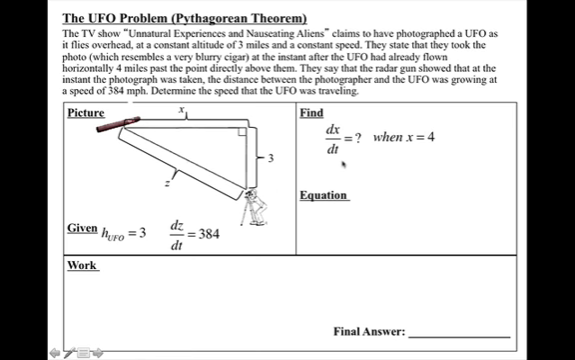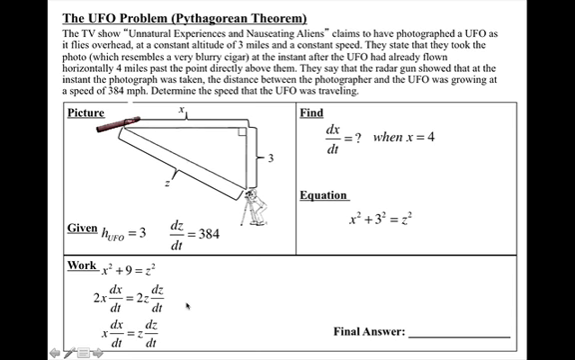What I want to find is the speed that the UFO was traveling, which means I want to find the rate at which this horizontal distance is changing with respect to time. Specifically when the UFO had already flown horizontally 4 miles past the photographer. So what type of equation am I going to use? The Pythagorean theorem. So I set up my Pythagorean theorem, and you can simplify it. And I can go ahead and differentiate. And when I simplify this even more, if I divide by 2, the 2's cancel.